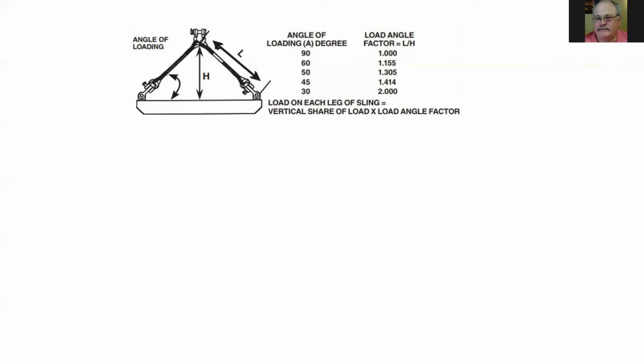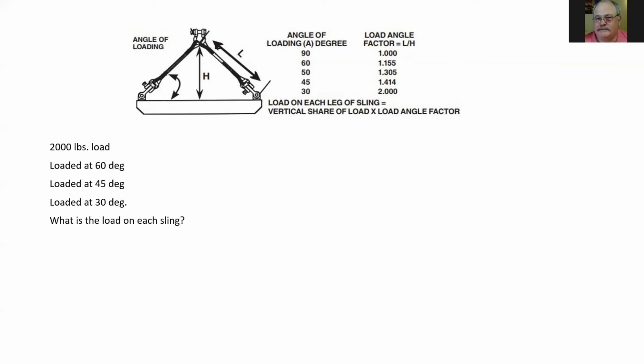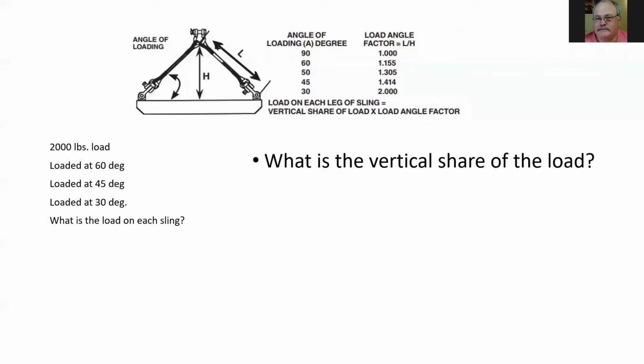So if you want to do the math, the first question is going to be, okay, what is the vertical share of the load on each sling? In this case, what are the loads on the sling? So first thing we have to know is, what is the vertical share of the load? Well, this total piece weighs 2,000 pounds. I've got 2 slings picking it up, and it's a symmetrical load. That means our vertical share is the same on each sling, or 1,000 pounds each. So with 1,000 pounds of vertical share, what are the forces on the slings based on these various angles?